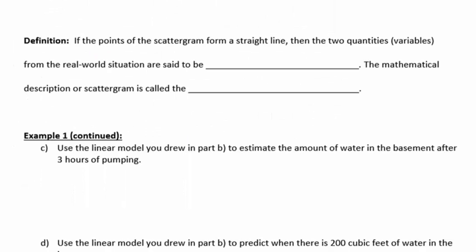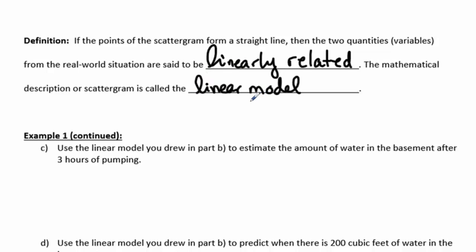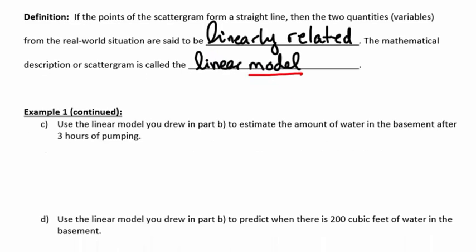All right, a definition. If the points in the scattergram form a straight line, then the two quantities from the real-world situation are said to be linearly related. The mathematical description of the scattergram is called the linear model, or sometimes just the model.